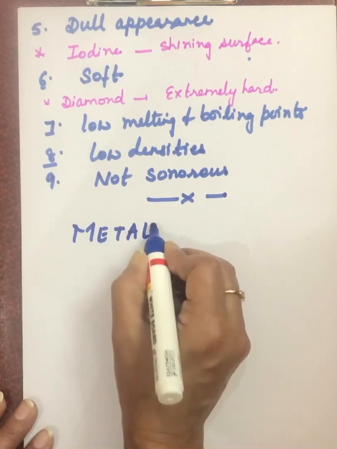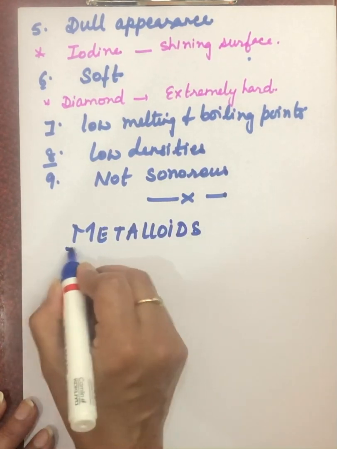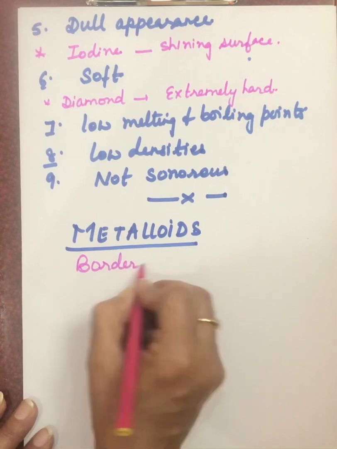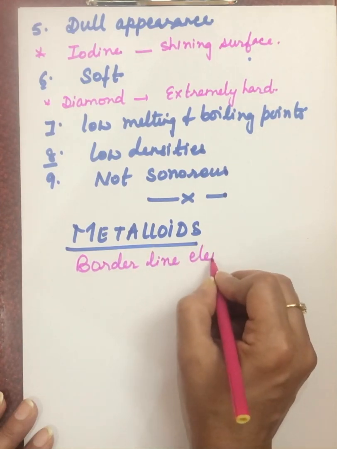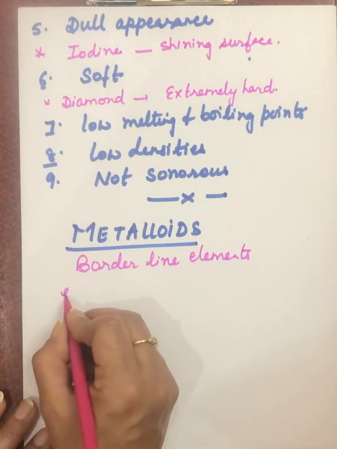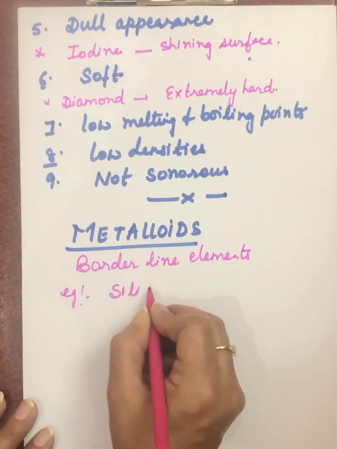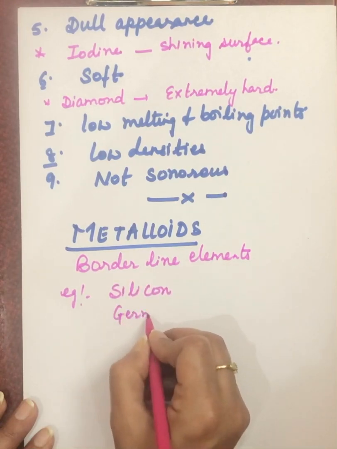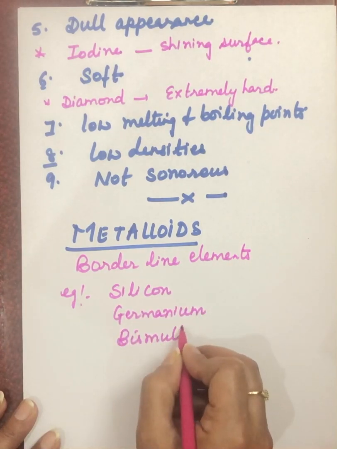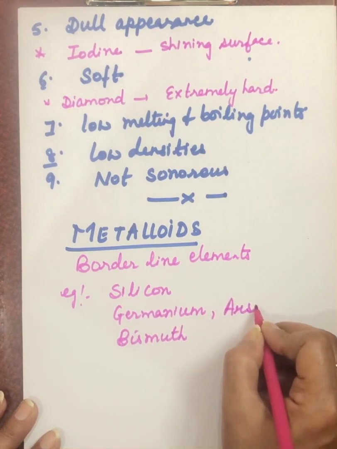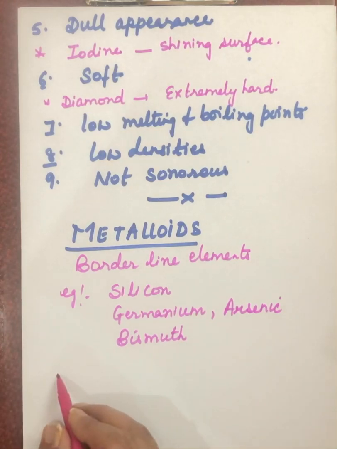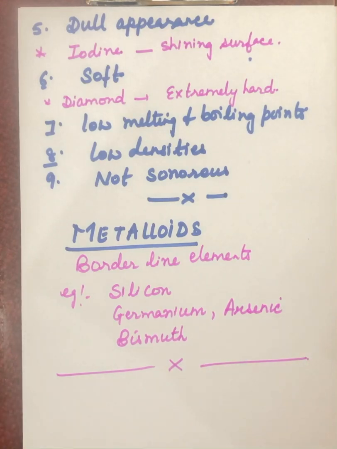Now we have metalloids. Metalloids are actually the borderline elements. They show some properties of metals and some properties of non-metals. Examples: silicon, germanium, bismuth, arsenic. These are examples of metalloids. So these are the properties of metals, non-metals, and what metalloids are.